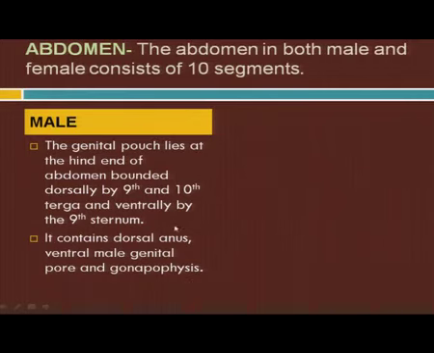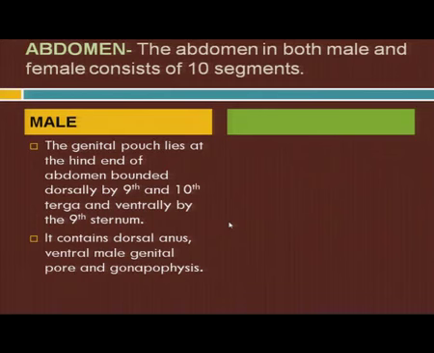About this we will study in our next session when we discuss the reproductive system of cockroach. But for now you need to remember the location, that the genital pouch is located between the 9th and 10th segment, and it comprises the dorsal anus, ventral male genital pore, and gonapophysis.